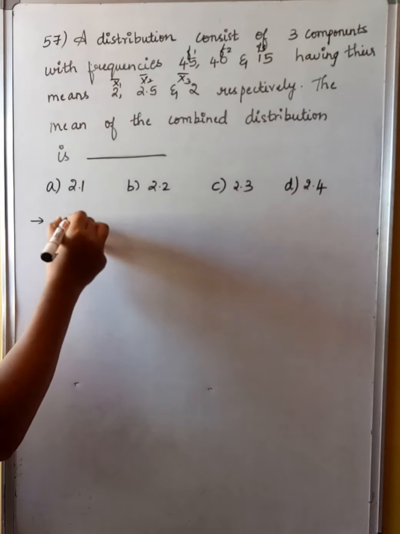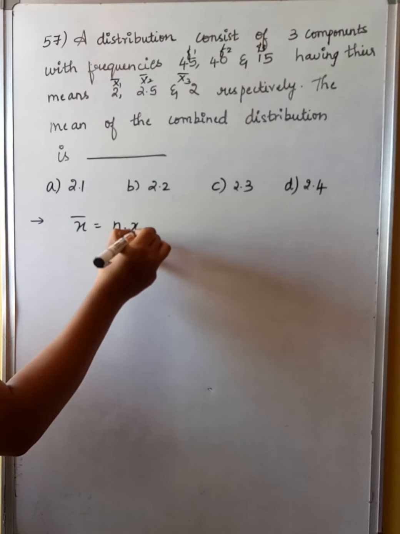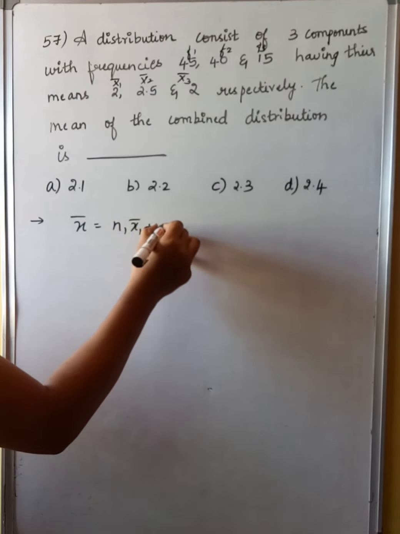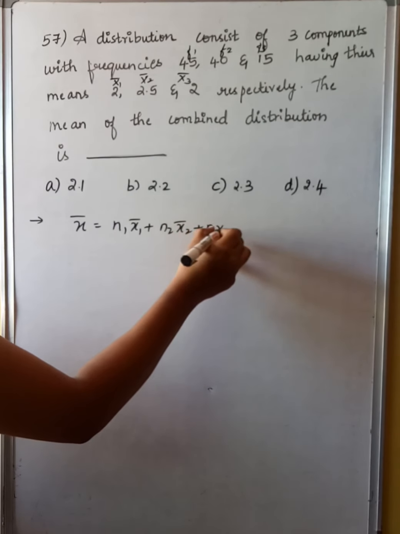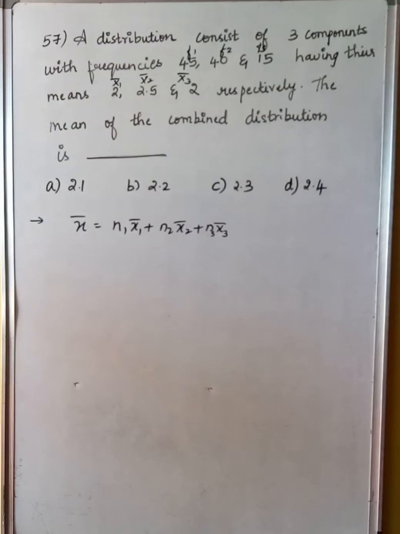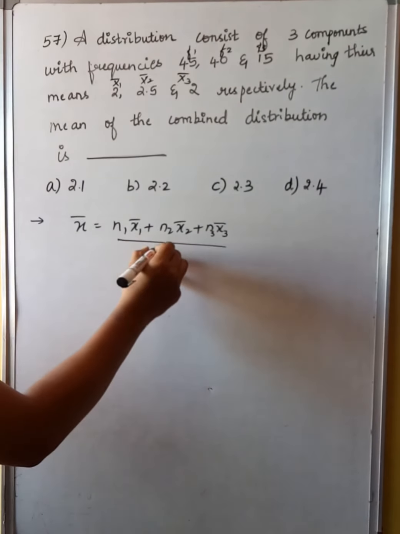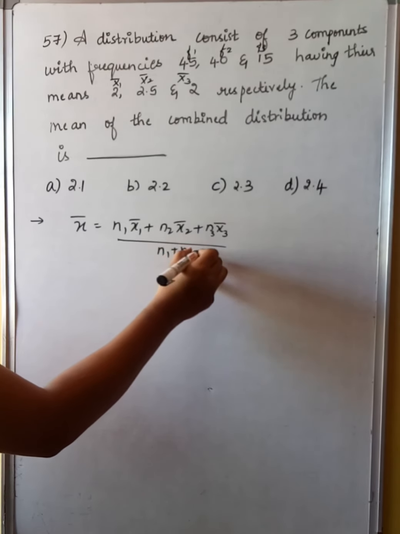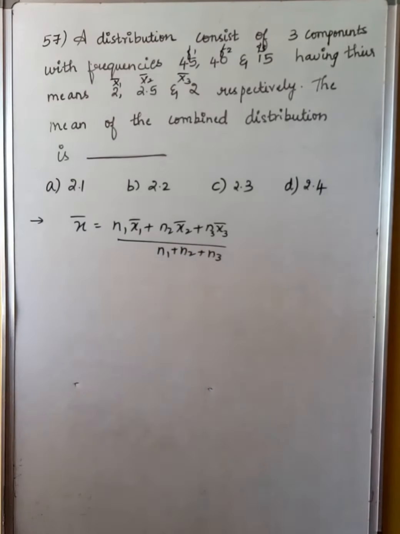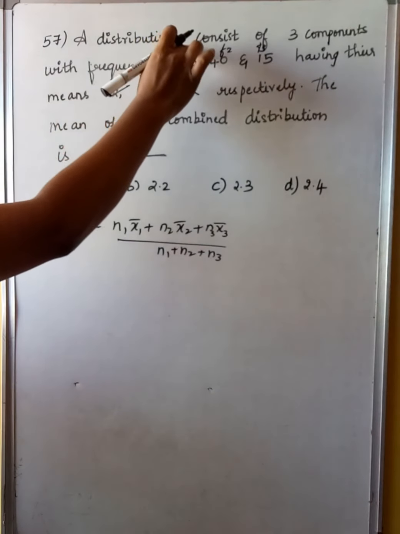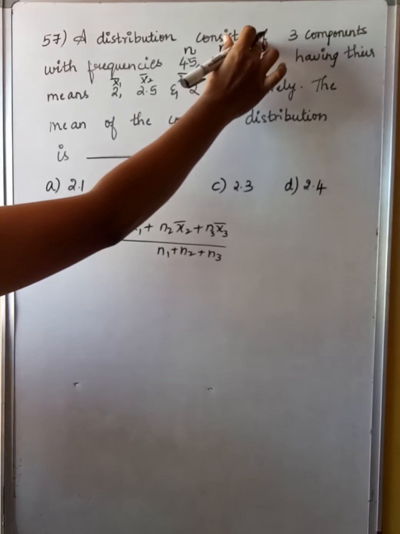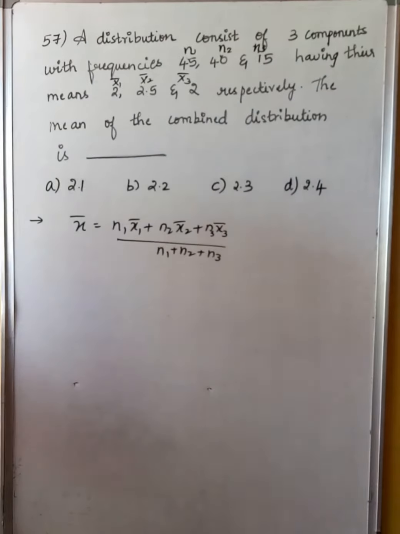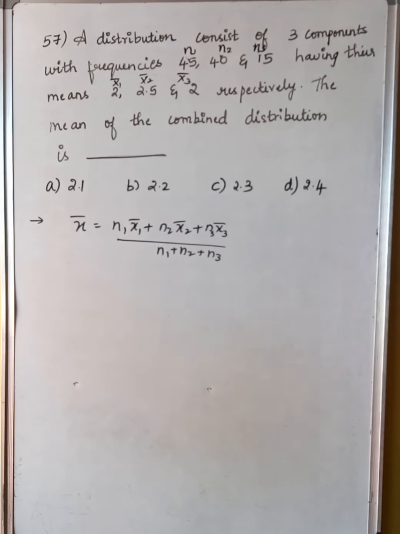X bar is equal to N1 X1 bar plus N2 X2 bar plus N3 X3 bar, whole divided by N1 plus N2 plus N3. Is it clear? The frequencies are N1, N2 and N3. So just substitute these values here. When I substitute here, what will I be getting?